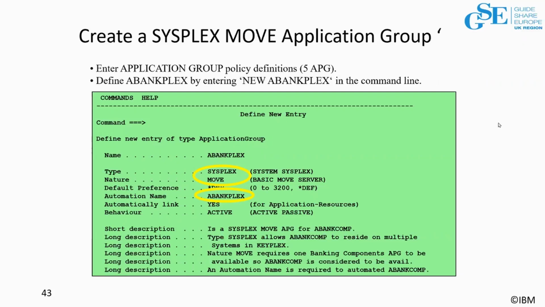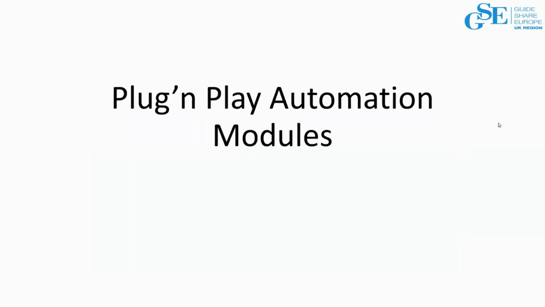So you can say, okay, there are 4 systems in this group, but I want to give this system a preference value of 1,000 because I normally want it to run there, and all the other systems can have a preference value of 700. So it will only go on to any one of those systems if the primary system fails. So you've got lots of control over what happens and where things run and what they do.